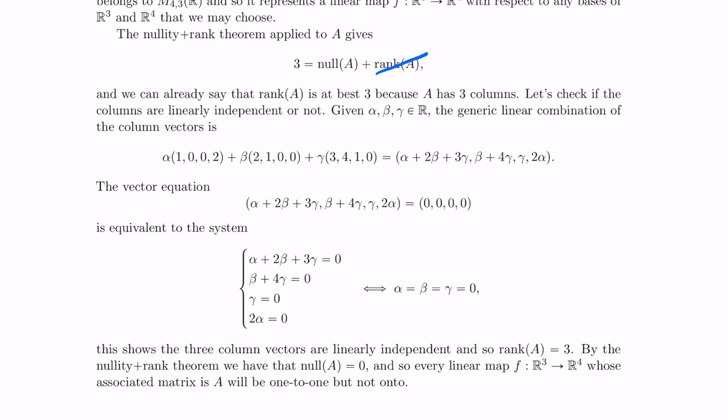So the rank of A is 3, and this implies that the nullity of A is 0. Hence, every linear map F between R3 and R4 that is associated to A with the choice of any basis will be a one-to-one map, but not an onto map.